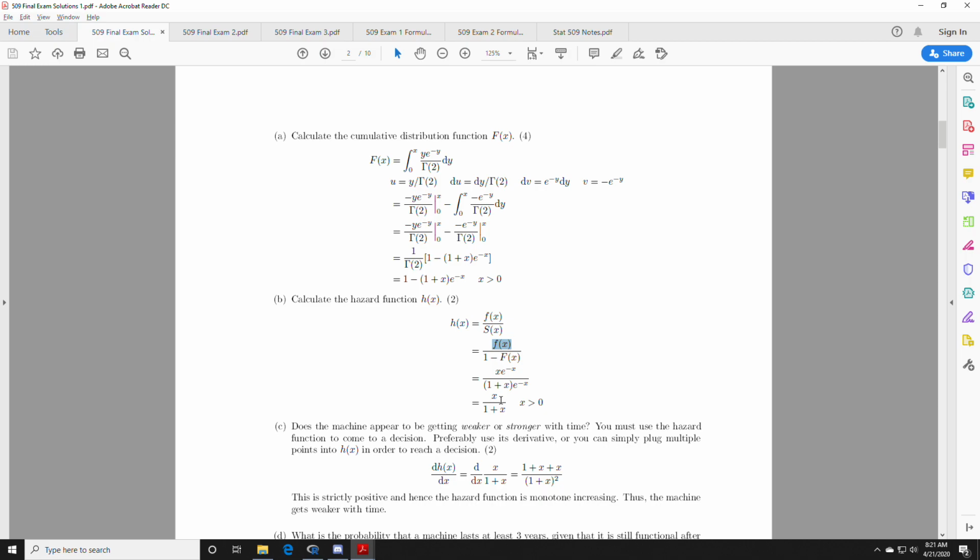Notice I'm now asking whether the machine is getting stronger or weaker. And this is not a Weibull distribution, so you can't use the alpha greater than 1 trick. There is no trick, at least that we talked about, in terms of determining whether the hazard function is increasing or decreasing. So we need to take its derivative to determine whether it is increasing, decreasing, or neither.